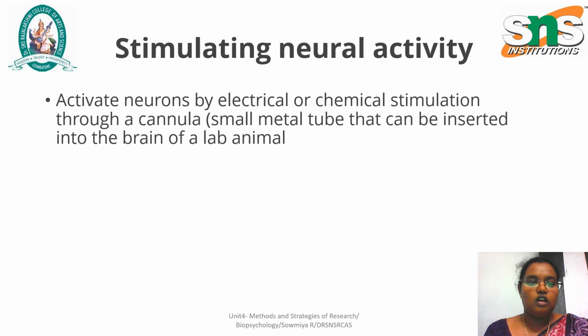So next is stimulating neural activity. The stimulation activates the neurons by electrical or chemical stimulations through a cannula, a small metal tube that can be inserted into the brain of a lab animal. Stimulating neural activity helps in modifying the behaviors and also the cognitive processes.